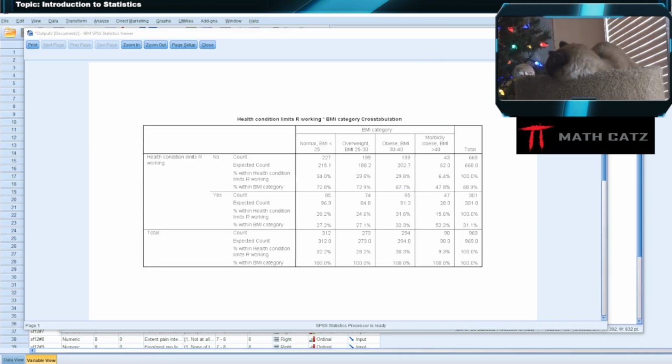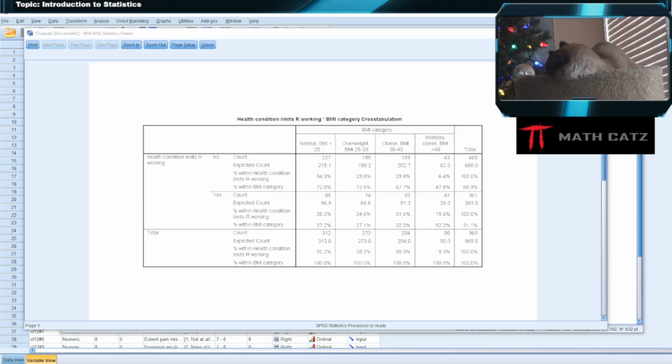So we can ask another question. What percentage of all women had a health condition that limited their ability to work? As we said here, 31.1% of my observed, surveyed 969 women were in this yes category and answered yes.